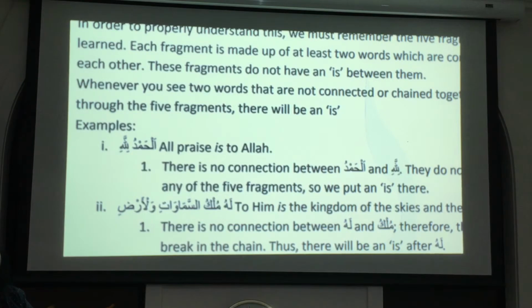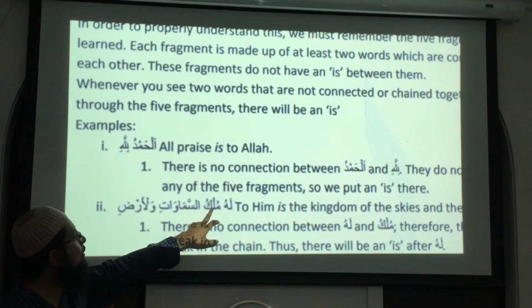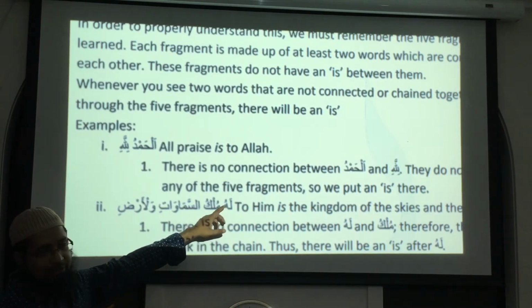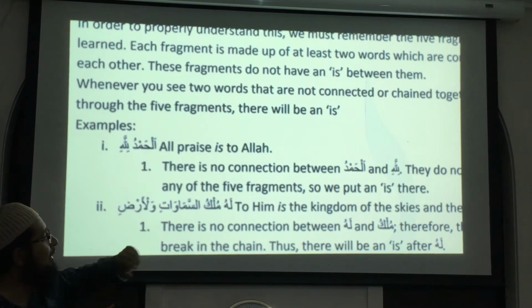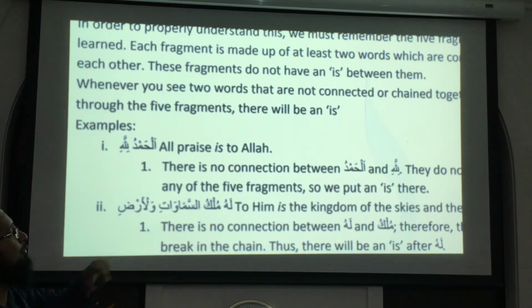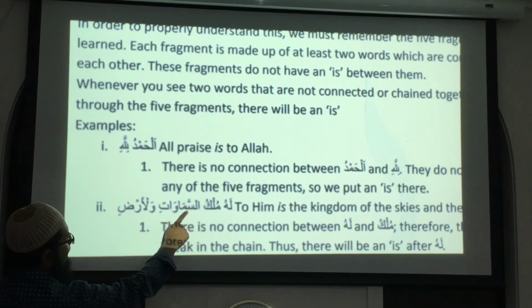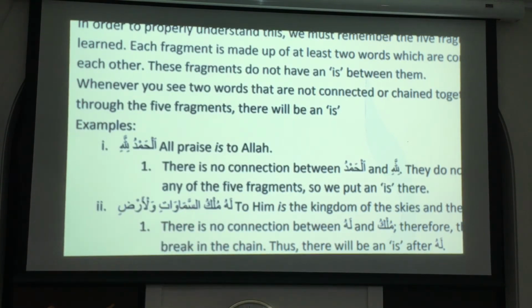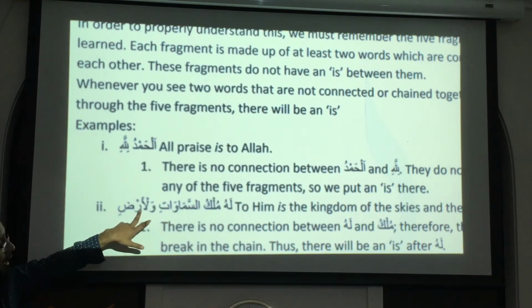Bata, kaf, lam. This is jar majrur, one of the jar majrur. Okay. Lahu mulkus. So lahu means for him or to him, you can say, it's the same thing. Mulkus samawati. So there is no connection between lahu and mulkus. Mulkus samawati is a fragment, right? Mudaf ilayhi. Mulkus samawati means the kingdom of the heaven, and mulkul are also the same.